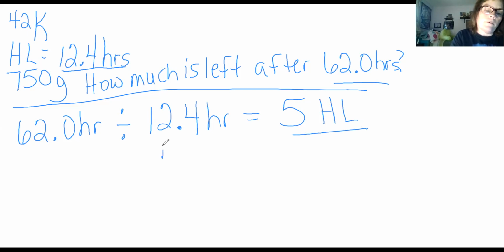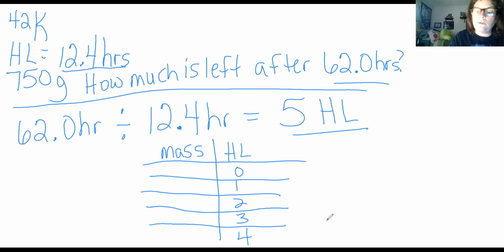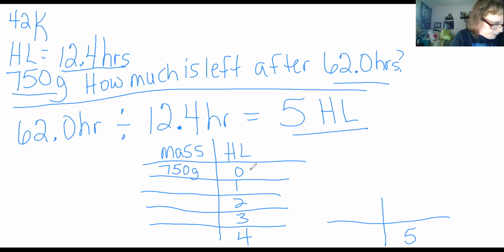All right, remember what I said? I always set up a nice little table. You got your mass, you got your half-lives. Okay, so we got to carry this one out. Running out of space, we'll put number 5 over here. All right, so at 0 time, it says 750 grams. So we start out with 750 grams. 1 half-life is going by. What's half of 750? 375 grams. Okay, that's after 1 half-life.